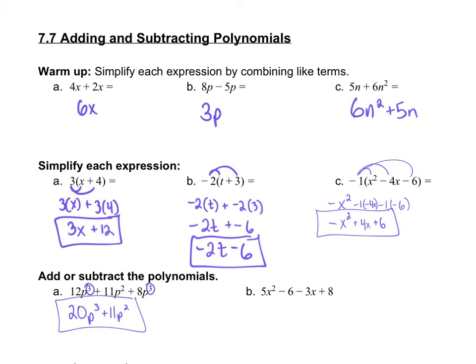If we jump over to B, I have a 5x squared and a negative 3x. We have the same variable, but different exponents. So those I can't combine. So I know it's going to stay 5x squared minus 3x. But I also have a negative 6 plus 8. So negative 6 plus 8 is just plus 2. And since I can't combine an x with a non-x or an x with an x squared, I know that I'm done.